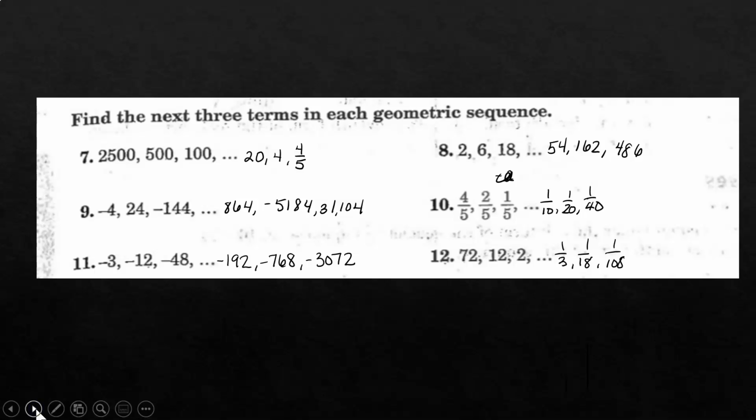The next one says you need to find out what the ratio is, the common ratio, and find the next 3 terms. Number 7, 24 and 4/5. Number 8, 54, 162, 486. Number 9, 864, -5,184, and then positive 31,104. Number 10, 1/10, 1/20th, 1/40th. Number 11, -192, -768, and -3,072. Number 12, 1/3, 1/18th, and 1/108th.